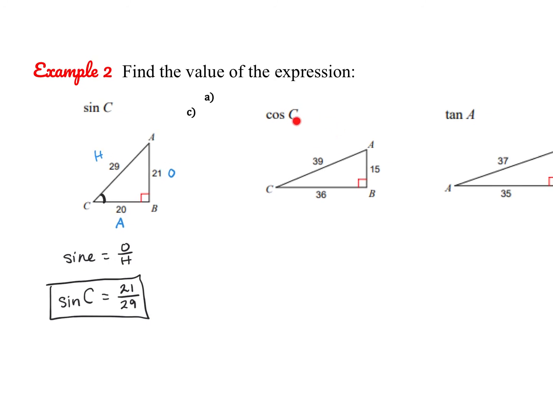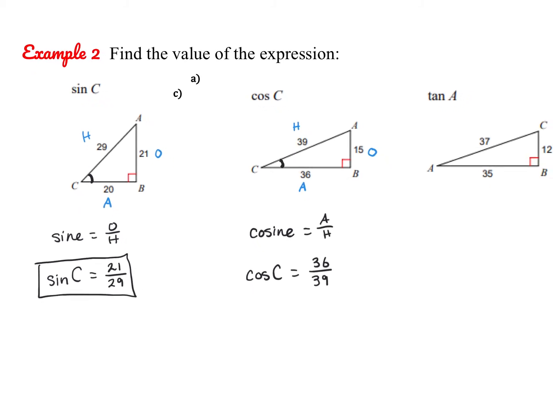All right, let's look at this next one. Here we're finding the cosine of angle C. So again, we're working with this angle right here. So that would make this the adjacent, this is opposite, and this is hypotenuse. So we know that cosine is adjacent over hypotenuse. So that means the cosine of angle C is 36 over 39. And here, if we can simplify, we should. So the cosine of angle C is going to be 12 over 13.